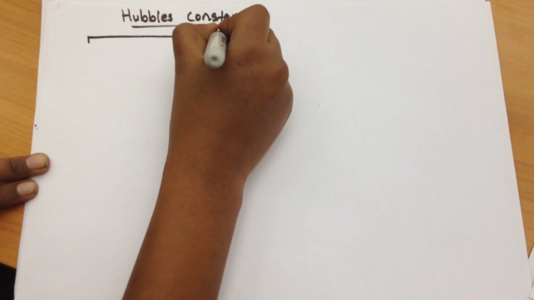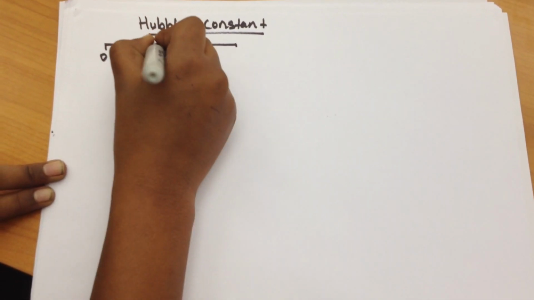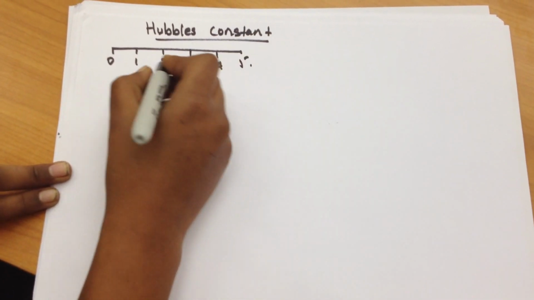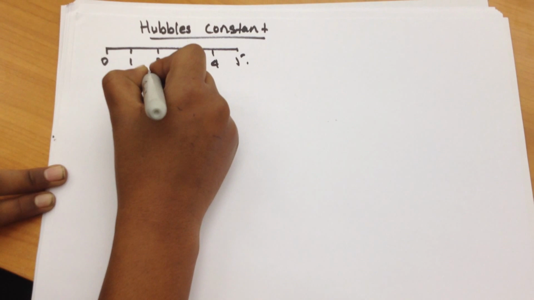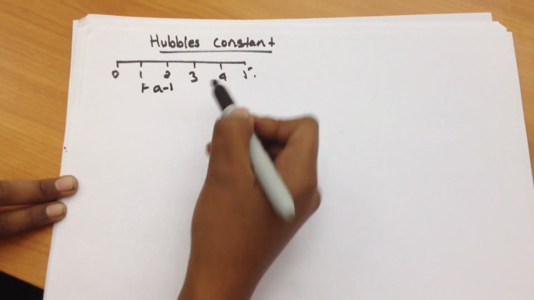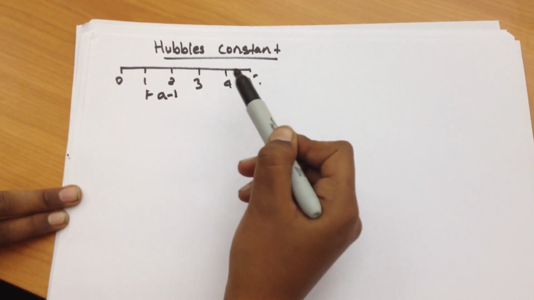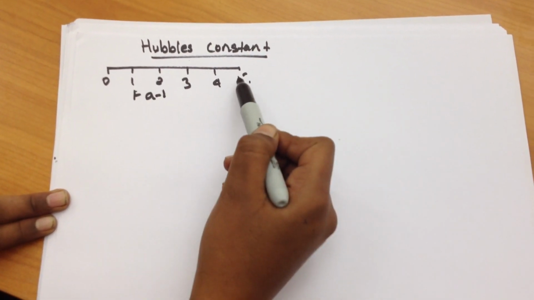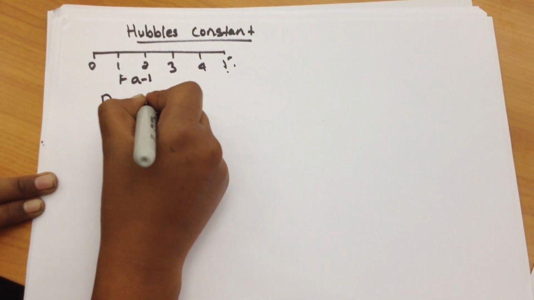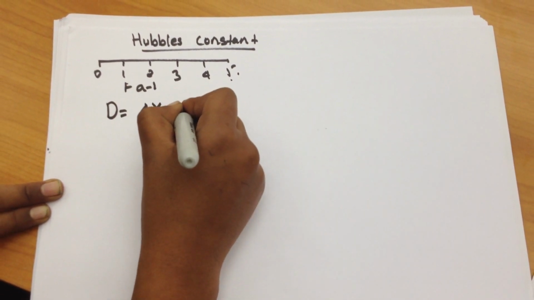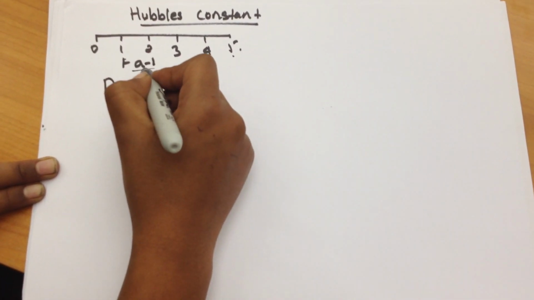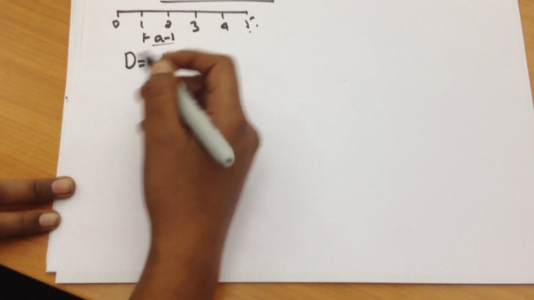Let's say this is a line: 0, 1, 2, 3, 4, and 5. If the distance between 1 and 2 is, let's say, A, and we want to calculate the distance between 5 and 1, we would subtract 5 minus 1. So distance would be change in x times A. Since our universe is expanding, A would be changing with time.